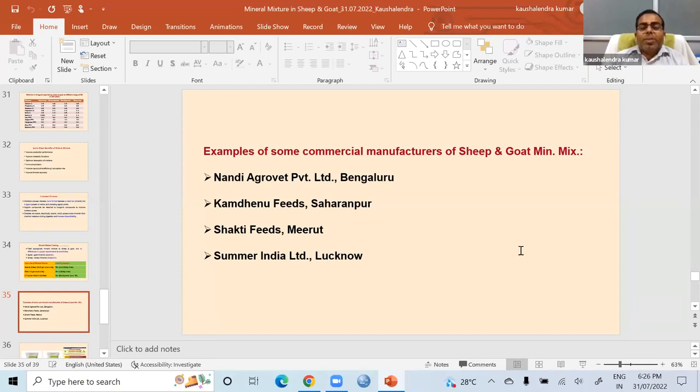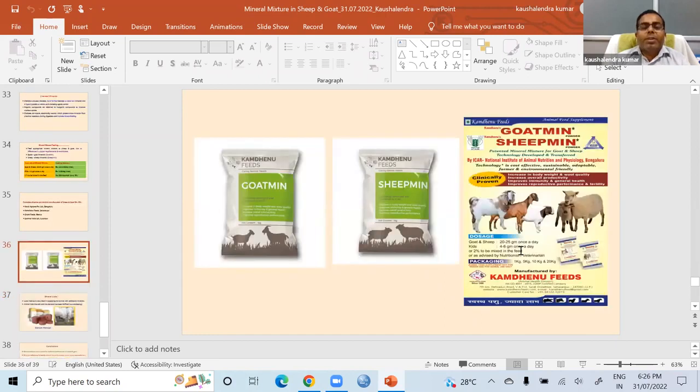These are some examples of commercial manufacturers of sheep and goat mineral mixture, like Nandi Agrovet Private Limited, Kamdenu Feeds, Shakti Feeds, and Summer India Limited. So these are the manufacturers of the sheep and goat mineral mixture. Here you can see the Gotamin and Sheepmin.